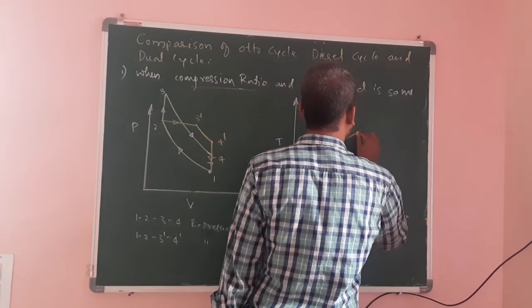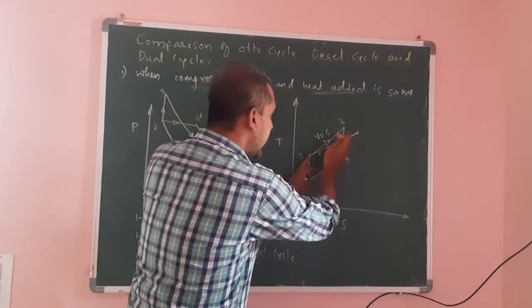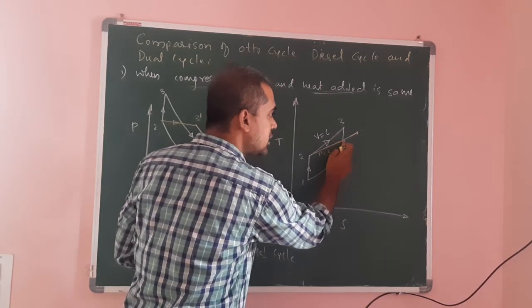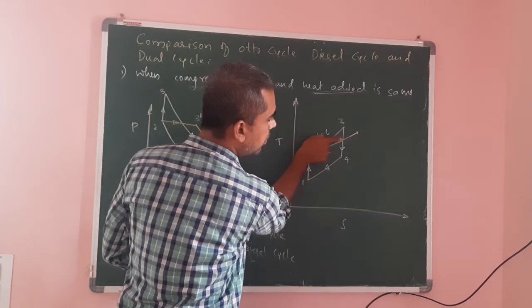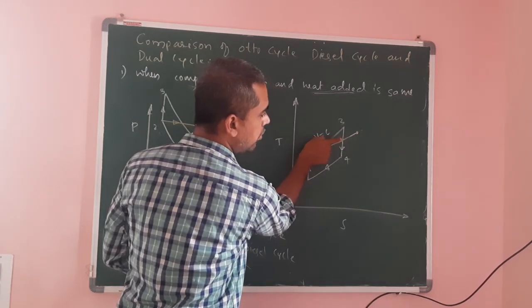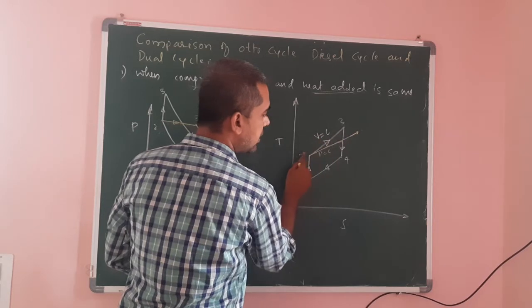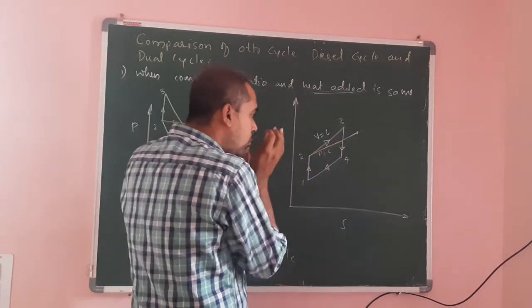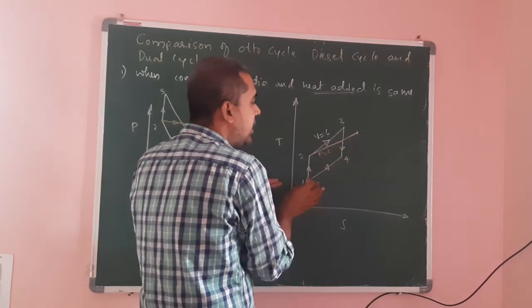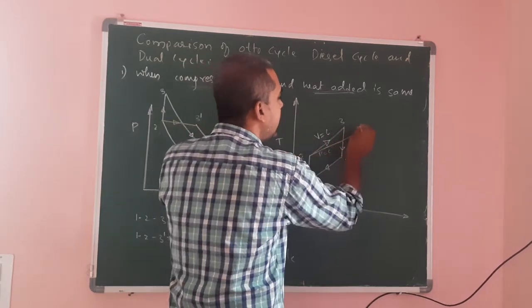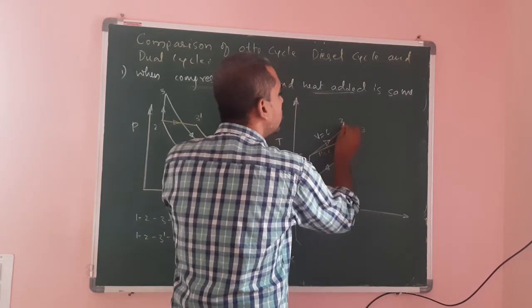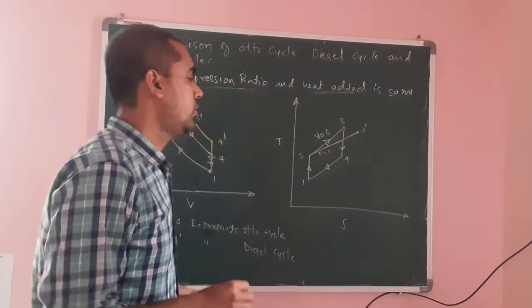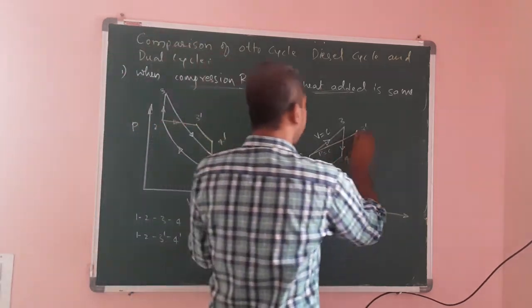Why? Because if I stop at this vertical line, 3 dash will be here, but the area under the curve 2 to 3 will not be equal to the area under the curve 2 to 3 dash. We have to draw 2 to 3 dash such that the area under the curve 2 to 3 dash is equal to the area under the curve 2 to 3. Therefore I will draw 3 dash here. Got it?